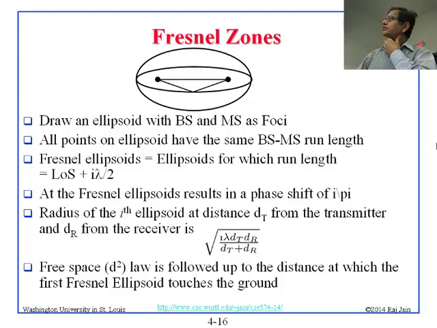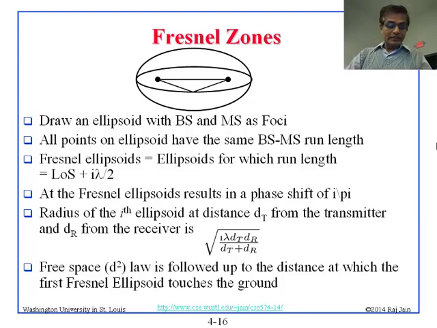So the thing is, take the ellipse for which the path length is the line of sight, which is this one right here between the two, plus I lambda by 2. Lambda is the wavelength. I could be 1, 2, 3, 4, 5. So you take line of sight, which is not an ellipse, it is just a straight line. If you take I equal to 1, then you get this ellipse. Then you take I equal to 2, you get a second ellipse. Take I equal to 3, you get a third ellipse. The more ellipses you have free without any obstruction, the more power you get.